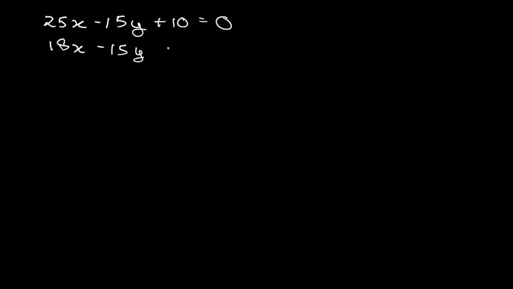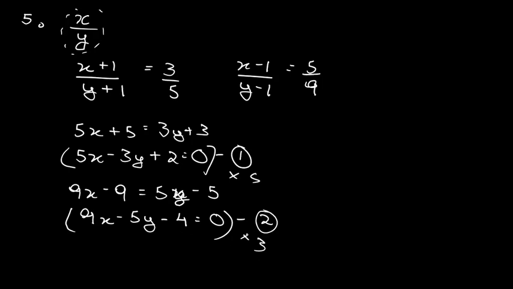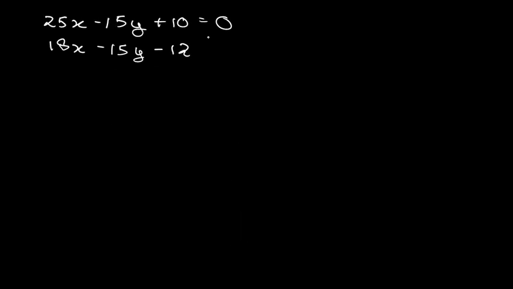3 4s are 12, minus 12. 3 4s are 12, yes, correct, and 5 2s are 10, correct. Okay, it is again equal to 0. What you can do is subtract this equation. From this we are just eliminating y.